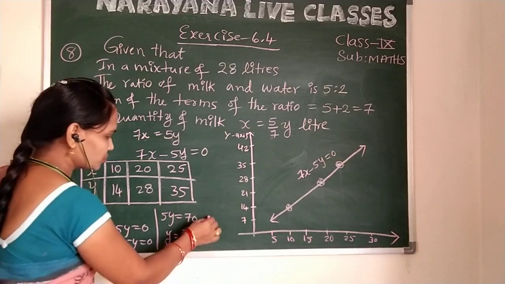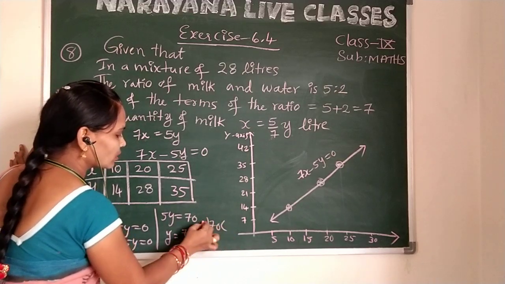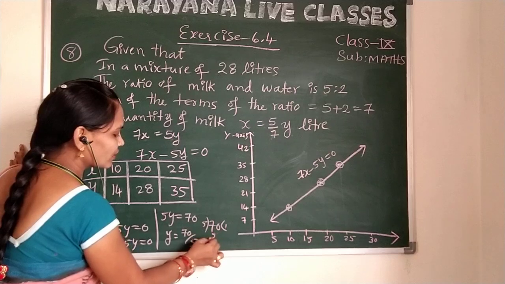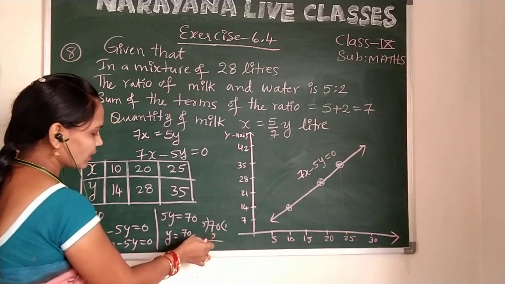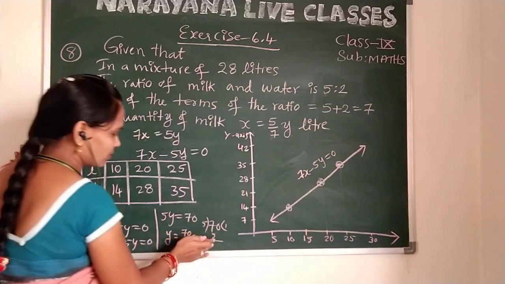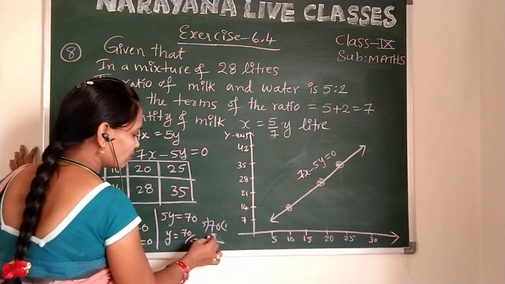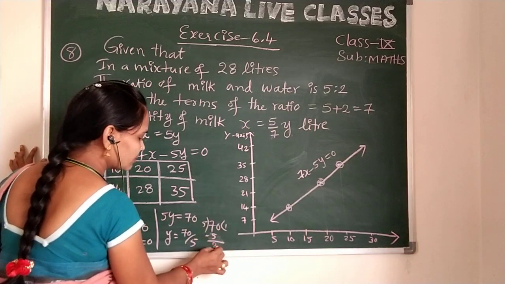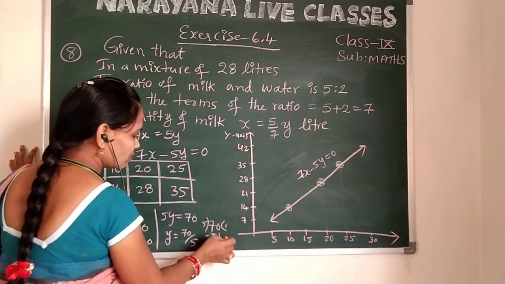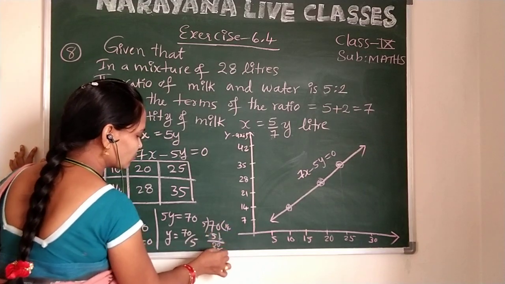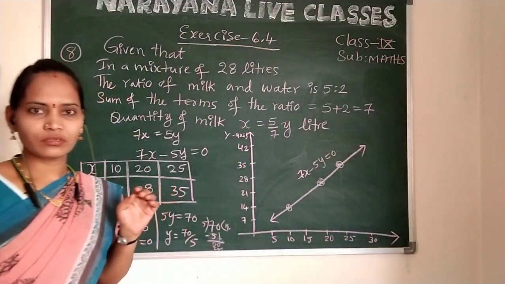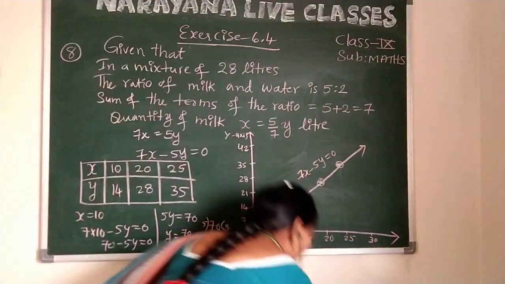Now you should do the division. 5 ones are 5. Otherwise, 5 sevens are 35, so 2 is the remainder and carry down 0. 5 fours are 20. So 14 is the y value.